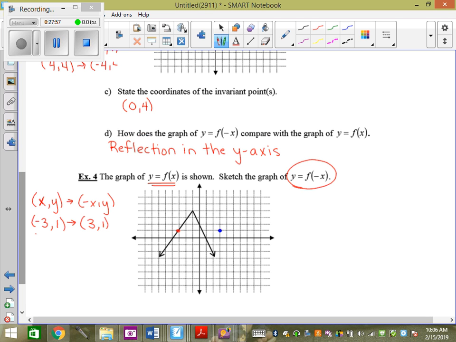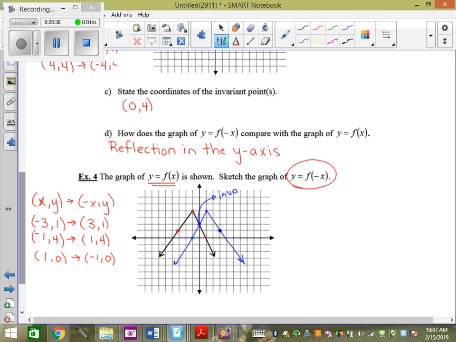And then I'm going to use (negative 1, 4). It's going to become (1, 4). And then I connect them right away. And then say I use (1, 0). It's going to become (negative 1, 0). And this is my invariant point.